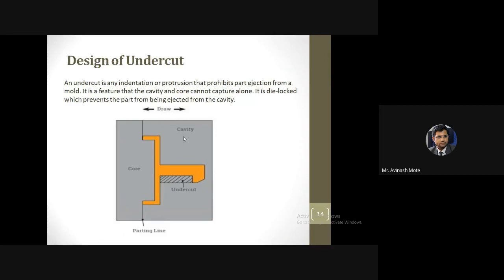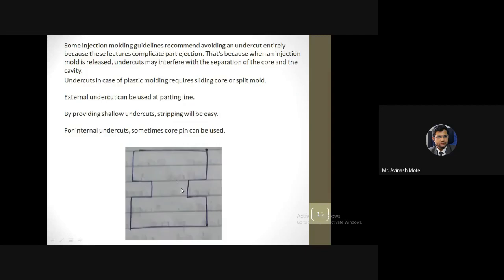Okay, I told you the requirement of the undercut. If there is an undercut, it is very difficult to design the mold. Undercuts may be of two types: external undercut and internal undercut. External undercut means like a protrusion, and internal undercut means like an indentation. So here this extra elongation is called the external undercut, and here this is the internal undercut. Removing the component from the mold will be difficult if this kind of undercut is there.